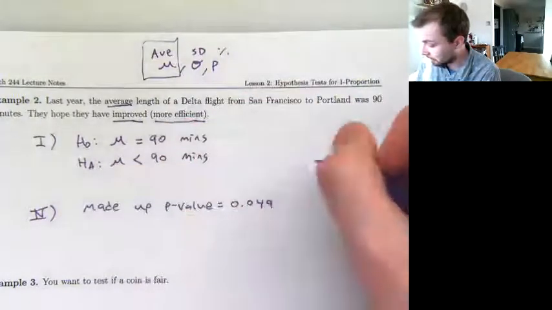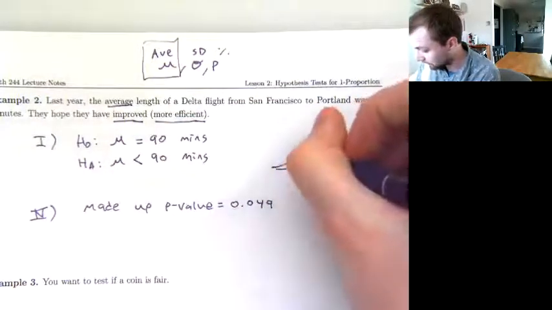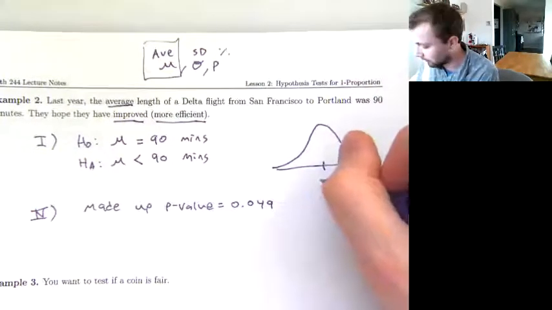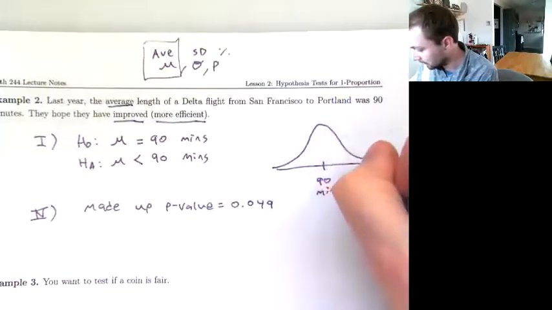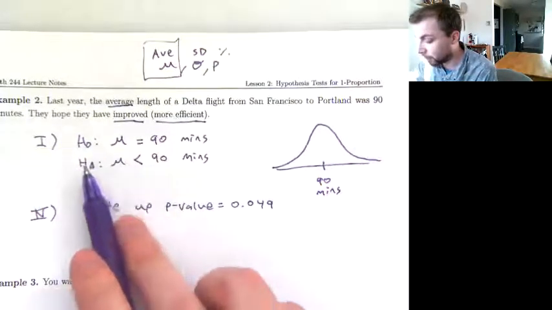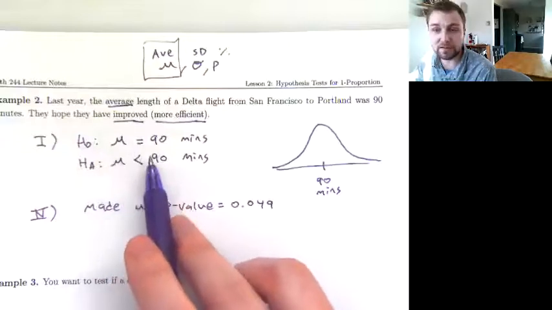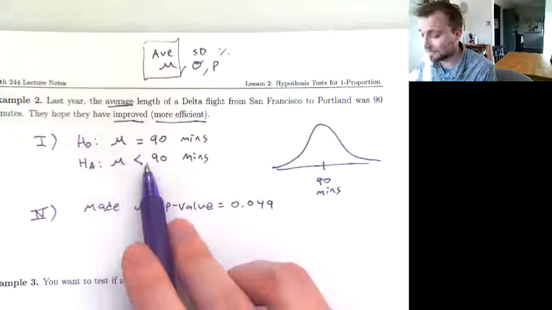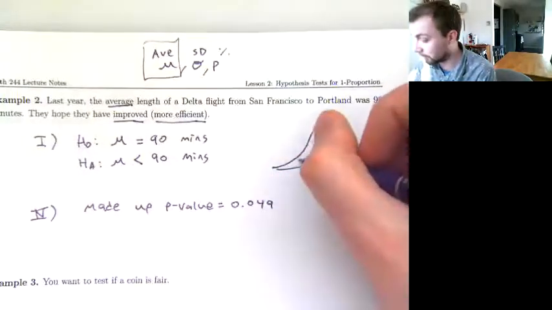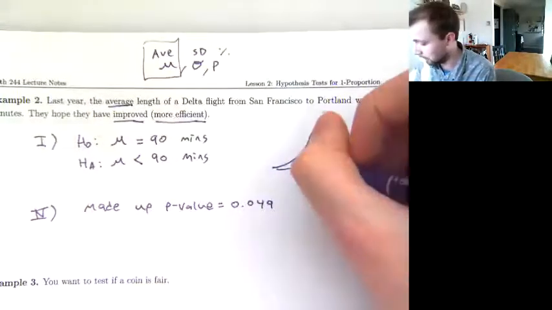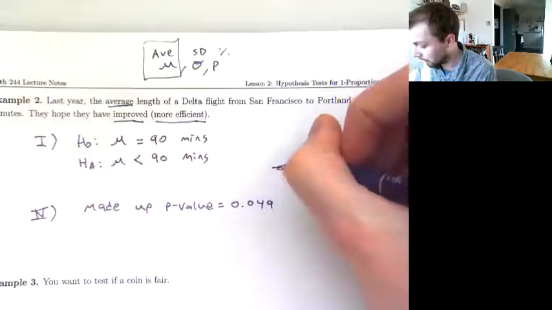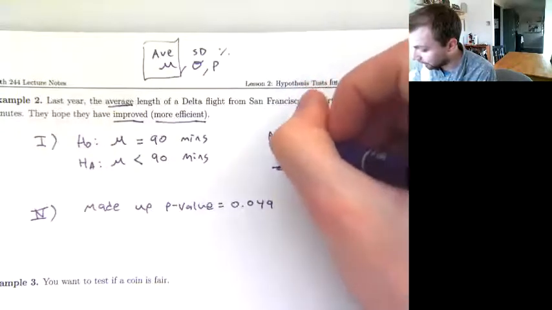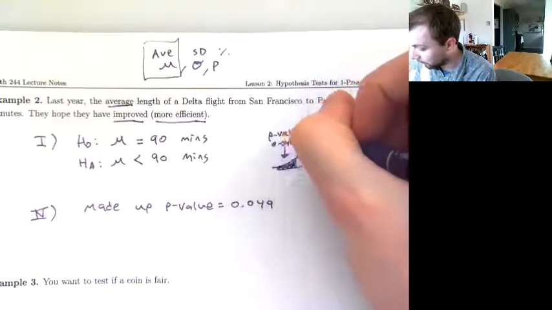If I'm looking at this problem and I just want a mental picture of what's going on, my center of the claim is 90 minutes. Just as a note, whatever direction the alternative hypothesis points is the direction I would shade. This says less, so when I'm drawing my picture and actually doing the problem, which I'll do later, it would be shaded to the left. And I have a made-up p-value for this tail of 4.9%.